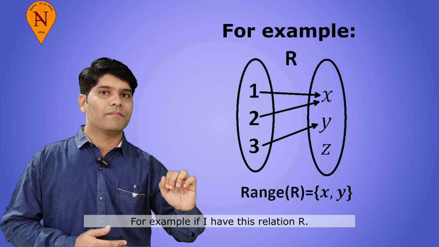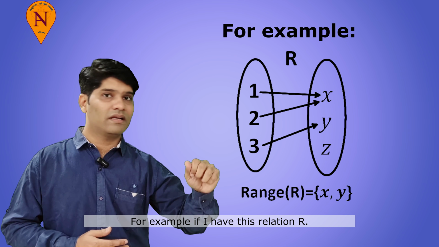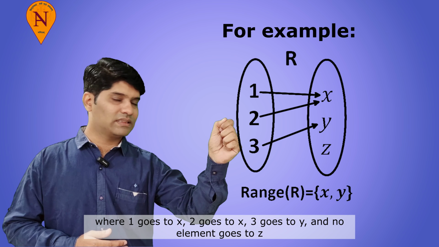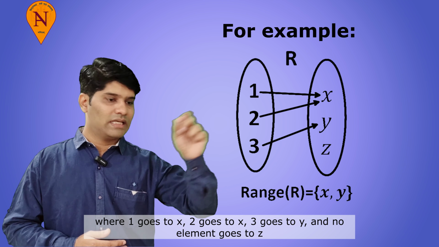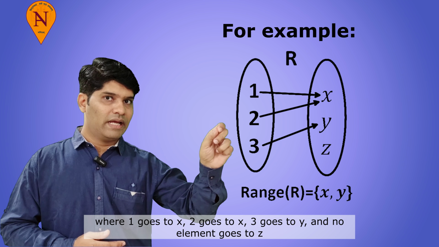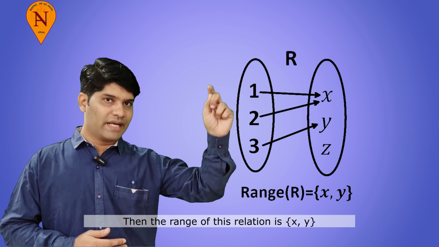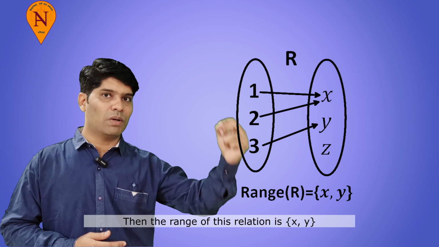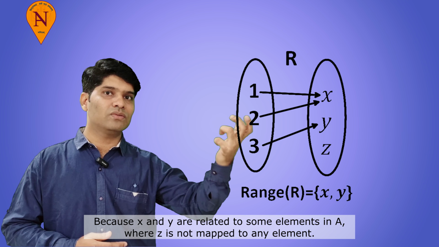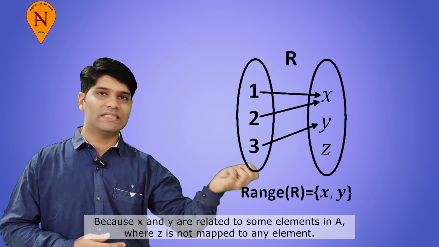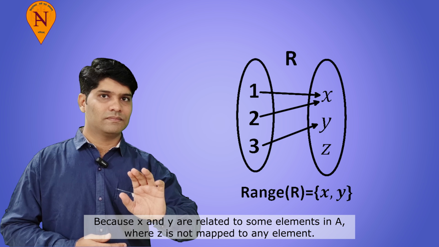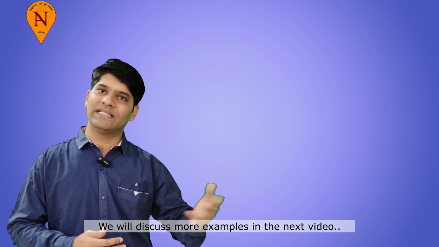For example, if I have this relation R where 1 goes to X, 2 goes to X, 3 goes to Y and no element goes to Z, then the range of this relation is {X, Y} because X and Y are related to some elements in A whereas Z is not mapped to any element. We will discuss more examples in the next video.